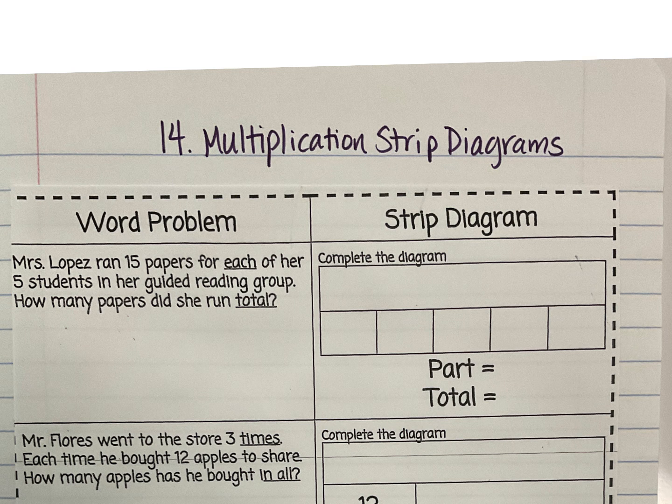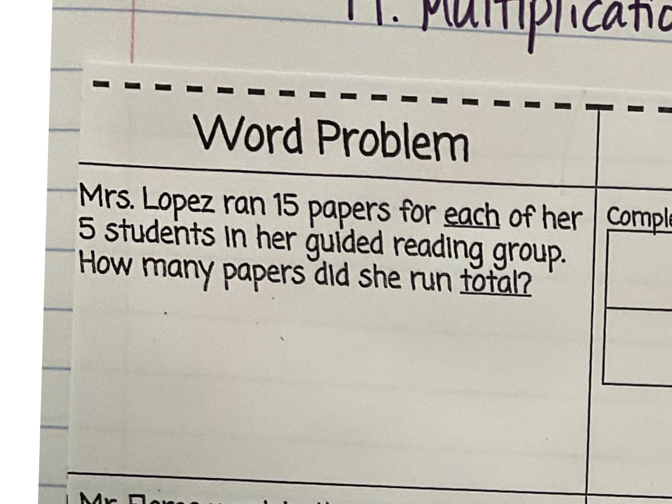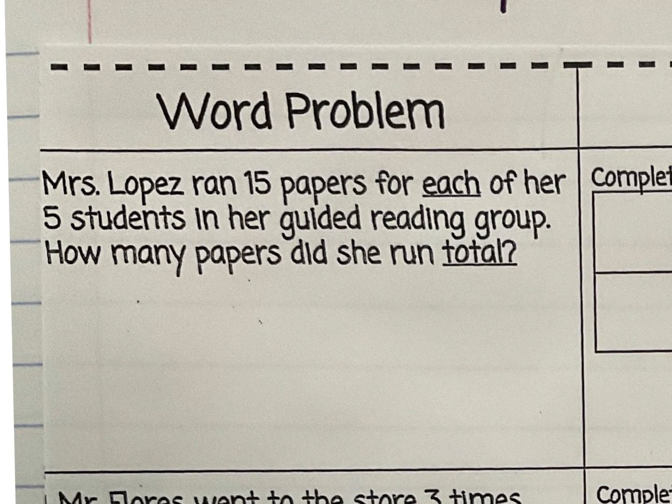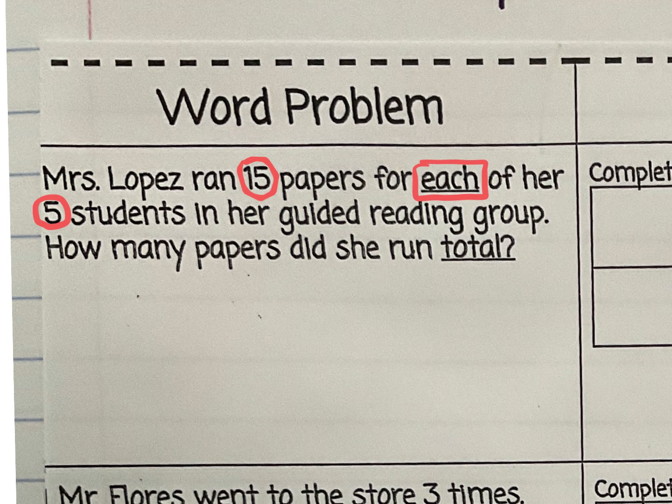It's a visual. Okay, so we're going to look at these four word problems, and we're going to set up a strip diagram and we're going to solve them. All right, so let's start with this first one. Mrs. Lopez ran 15 papers, so I'm going to circle 15, for each of her 5 students in her guided reading group. How many papers did she run total?